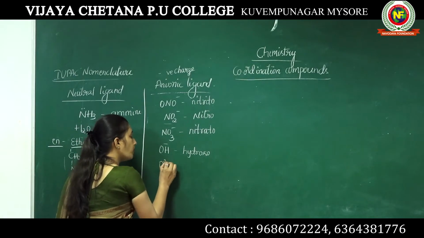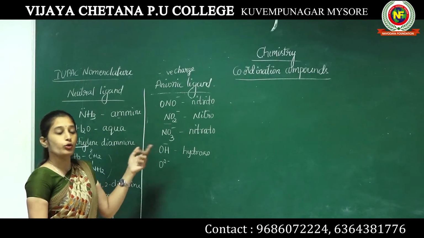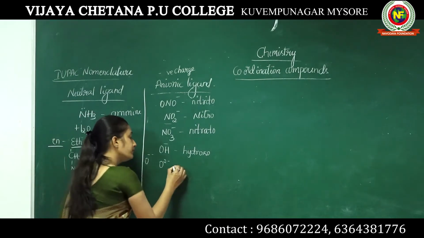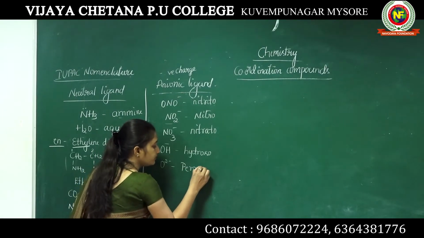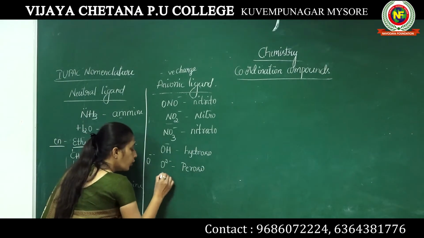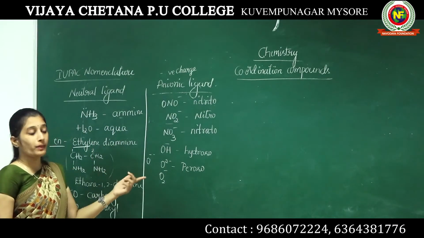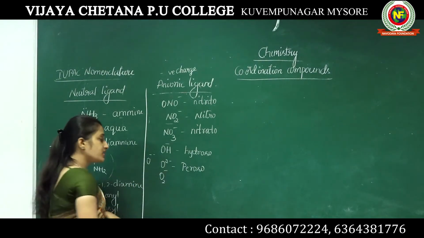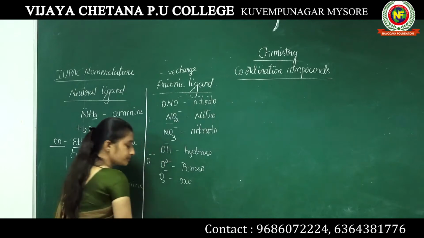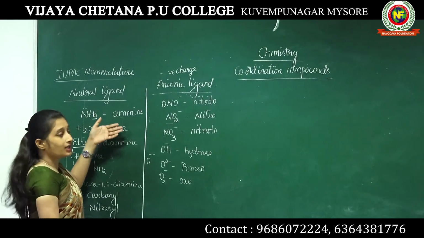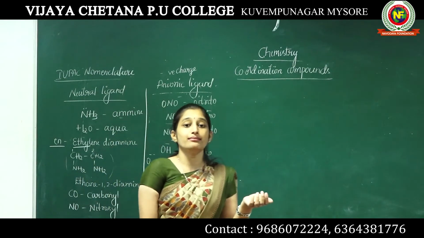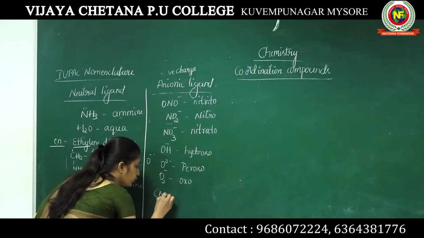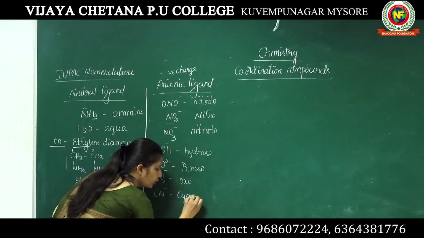Suppose O2 with 2 minus, O to the power 2 minus, meaning oxygen containing 2 negative charges. Then we use peroxo. And this one is O to the power 2 minus, but this one is O2 minus. What is the name for that? Oxo. Just now I explained about CN minus. CN minus is also a ligand. What is the name for CN minus? Cyanide group. Cyanido.